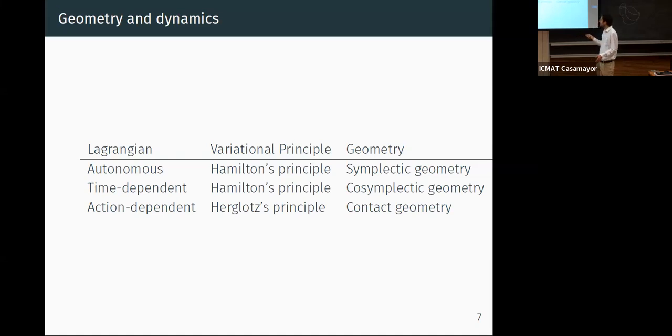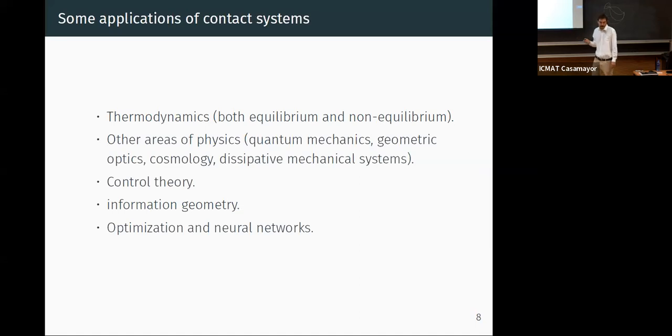You can play this game of changing the kind of Lagrangian and see what geometry you obtain. In the time-dependent case, the solutions are integral curves of a Hamiltonian vector field on a cosymplectic manifold. And for the action-dependent Lagrangian, you obtain integral curves of a Hamiltonian vector field on a contact manifold. And this is what we will talk about during this defense.